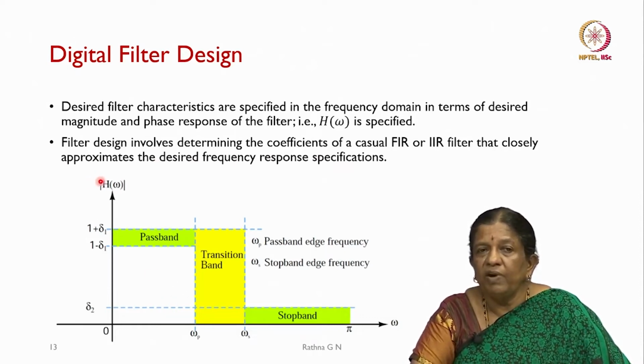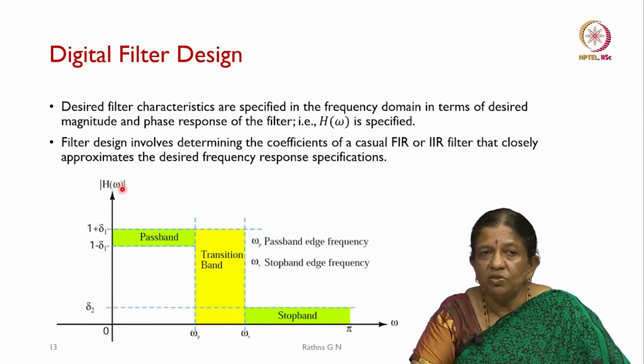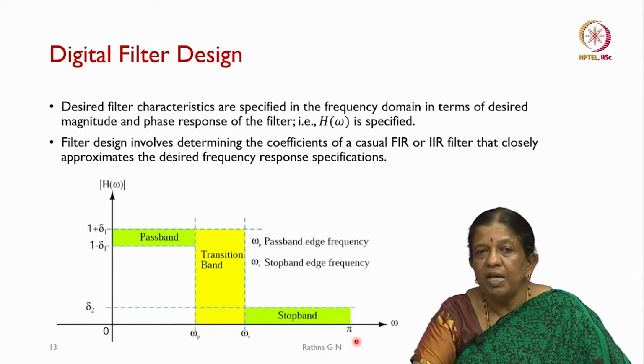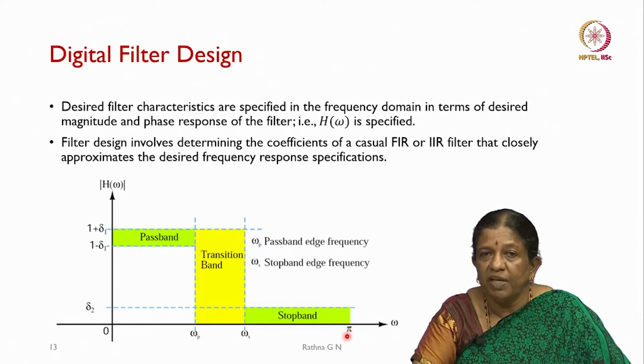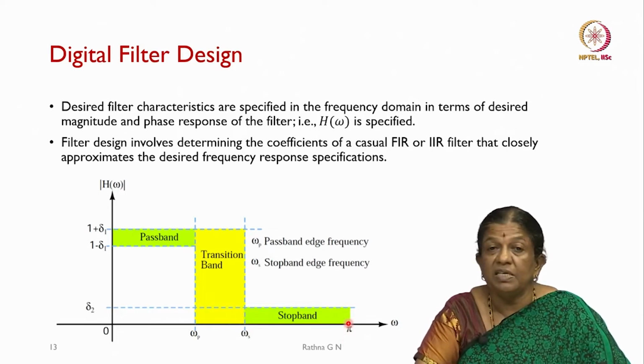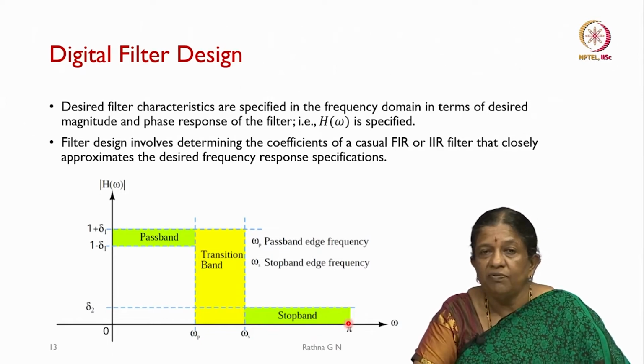The y axis represents the magnitude of H of omega, and the x axis is represented with omega, which varies, in this case, from 0 to pi. Most of the time it will be minus pi to pi or 0 to 2 pi, but we will be interested in only the 0 to pi frequency components, as our sampling frequency is twice that of the highest frequency.